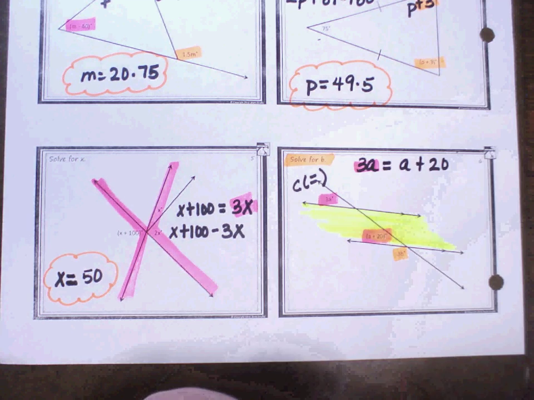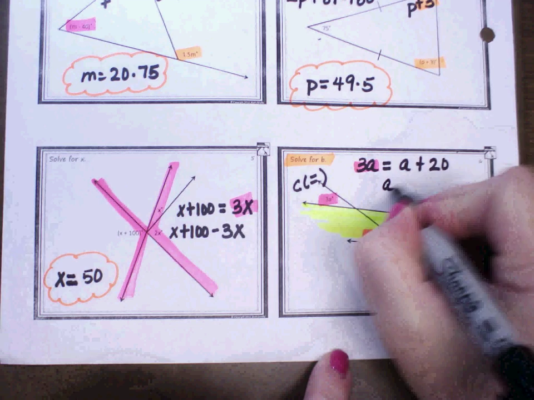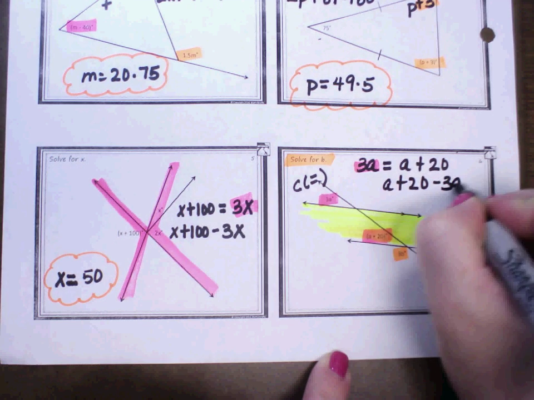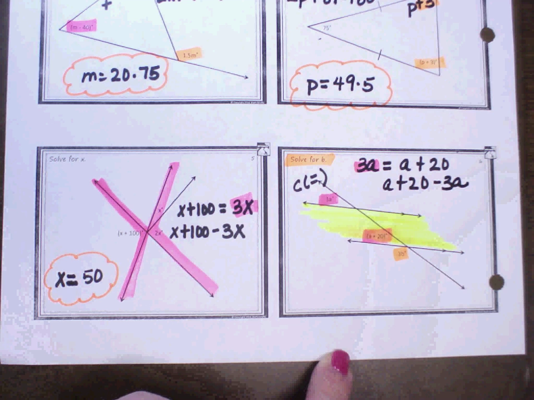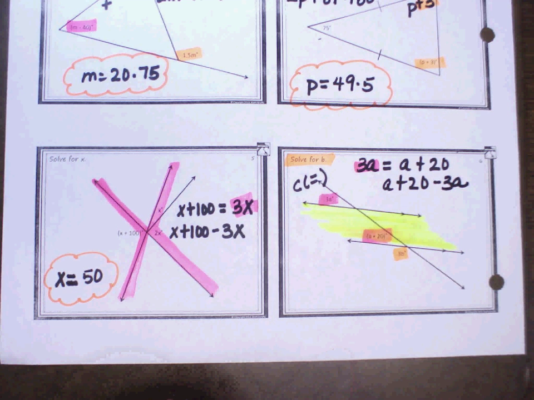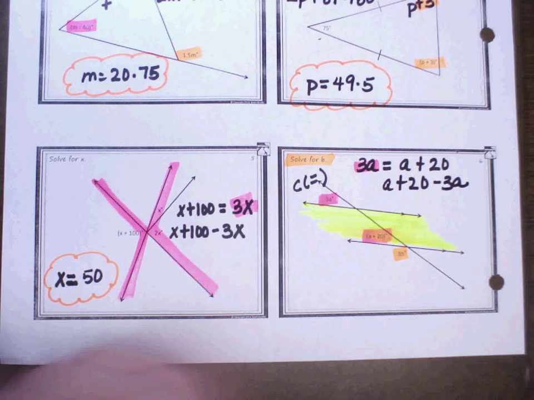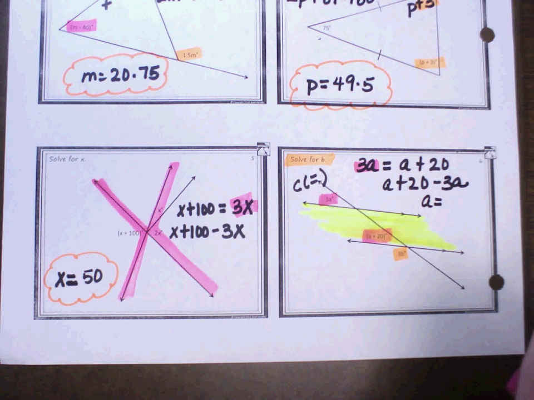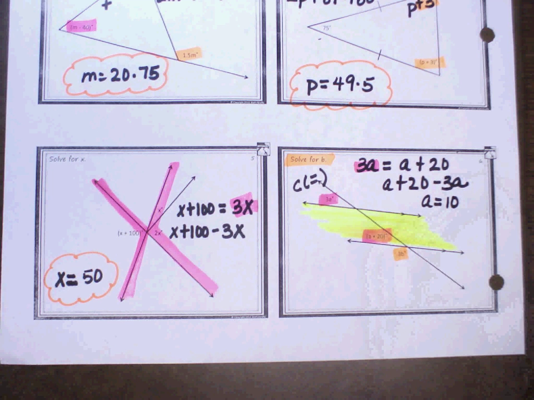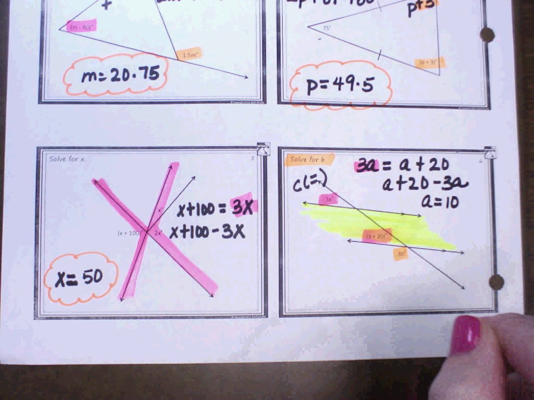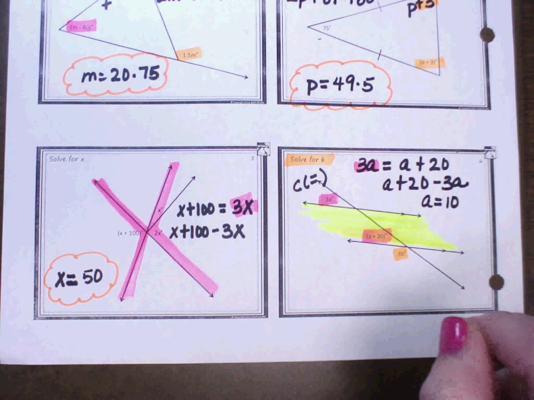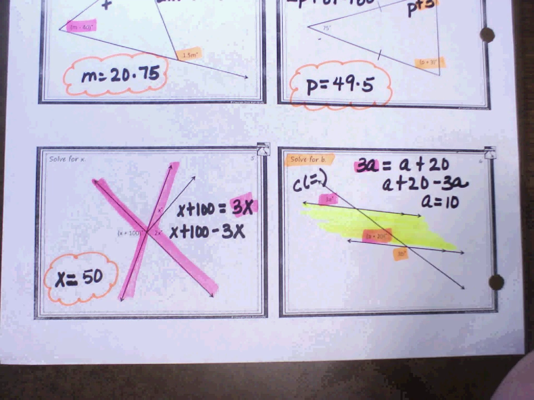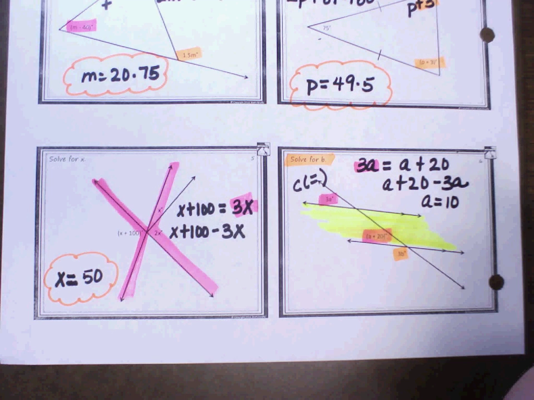So 3a equals a plus 20. Which one would you move, the 3a or the a plus 20? The 3a, thank you. So a plus 20 minus 3a. Calculator takes over. a equals what? 10. Very good.